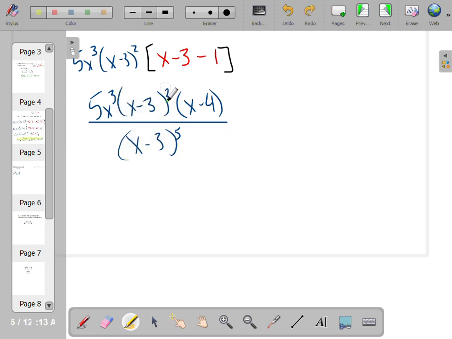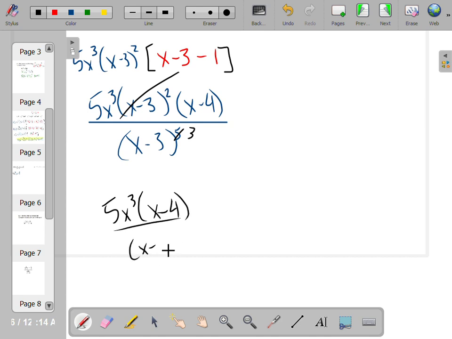So if you have 2 of them on the top and 5 on the bottom, I can cross out those 2, and this will then be 3. So this is 5x cubed, x minus 4 over x minus 3 to the 3rd power. And that is my final answer.